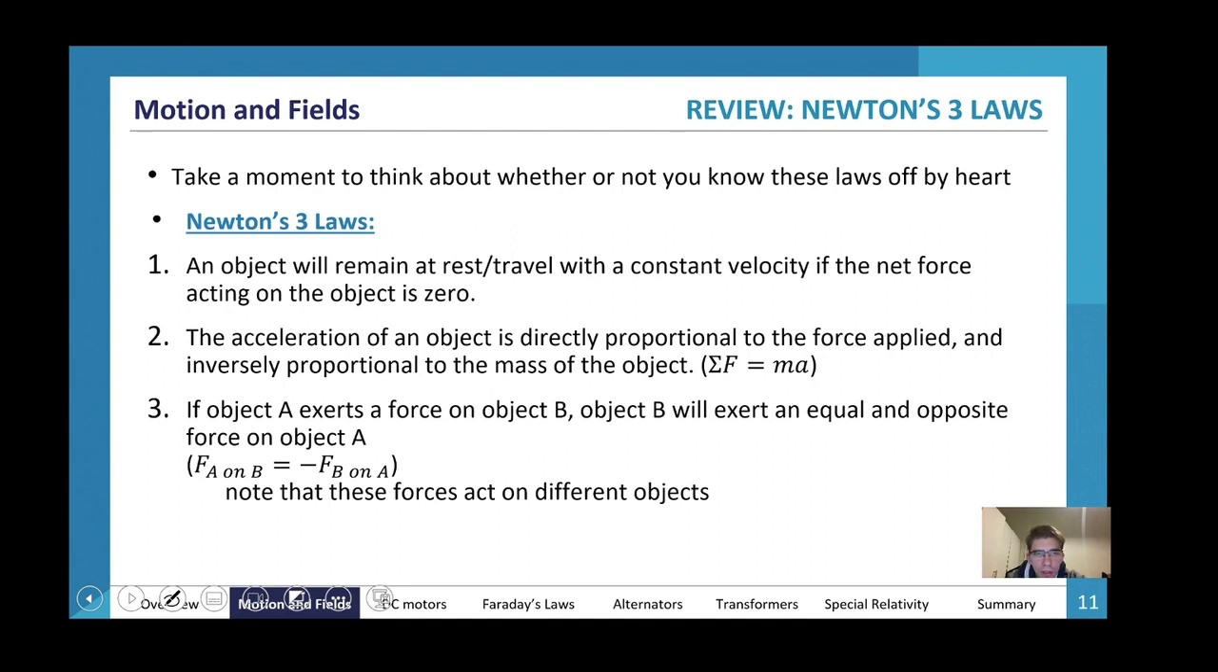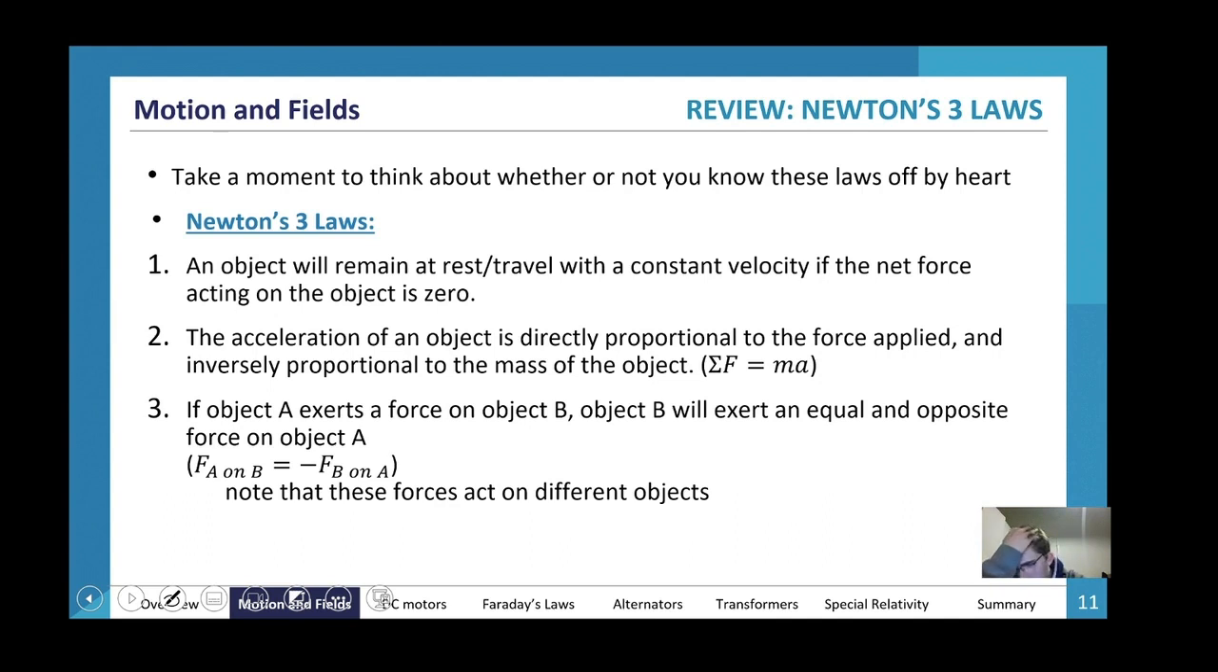The third law states that if an object A exerts a force on object B, B will exert an equal and opposite force on object A. So force of A on B is equal to negative the force of B on A. Note that these forces act on different objects. Now, what does that mean, and why do so many students get this question incorrectly? I actually remember very well there was a question on the VCE exam in regards to this that only about 1% of students got correctly.